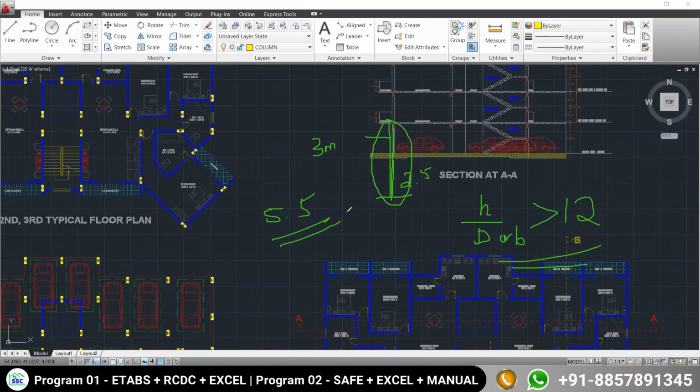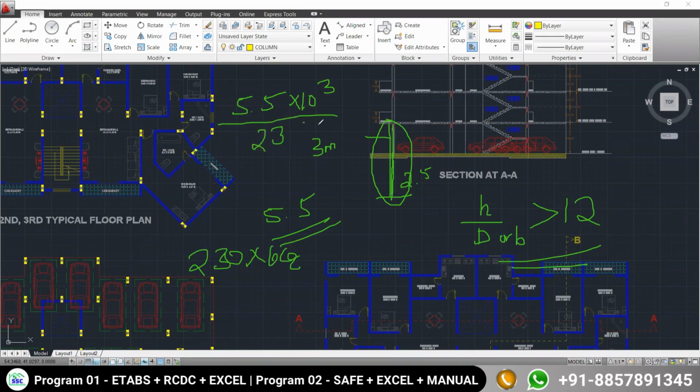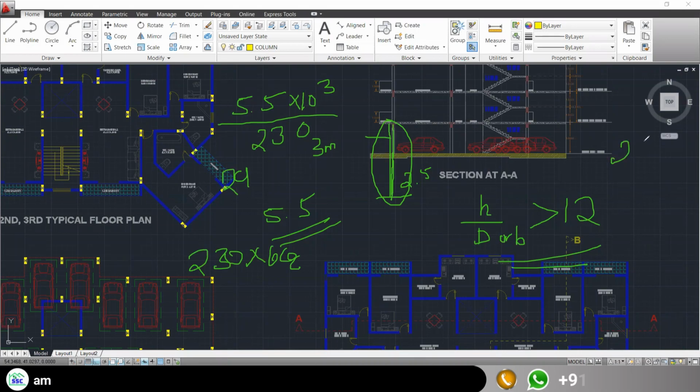हम लोगों को क्या करना है? Okay, let's try 5.5 into 10 raised to 3, that is in mm, divided by our column section size, 230 by 600. So first check 230. Let me know what is the answer. 23.9.